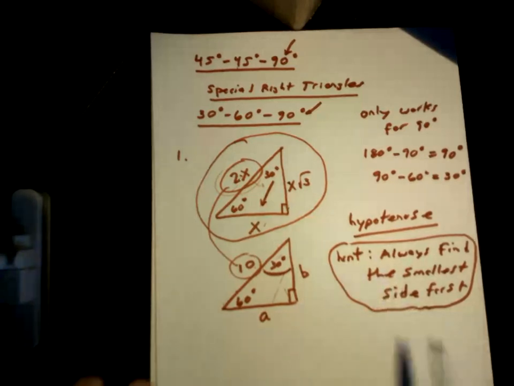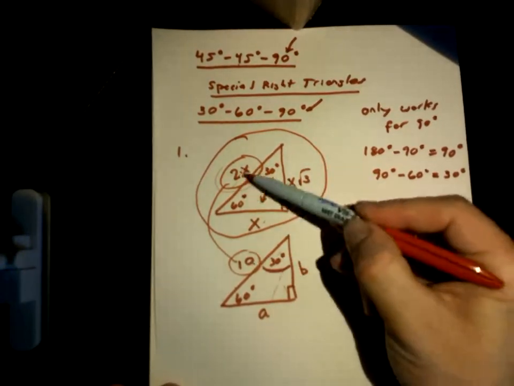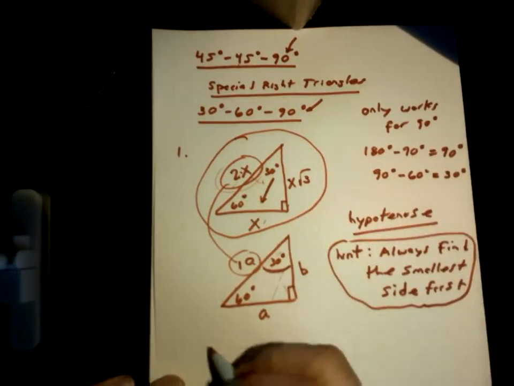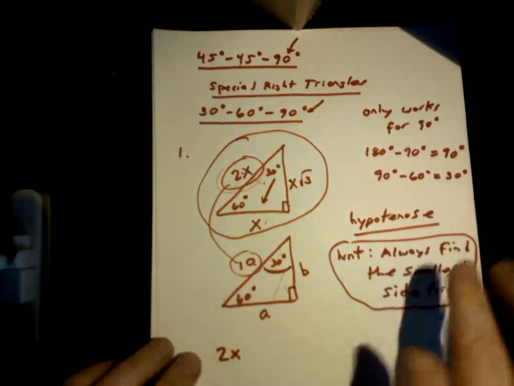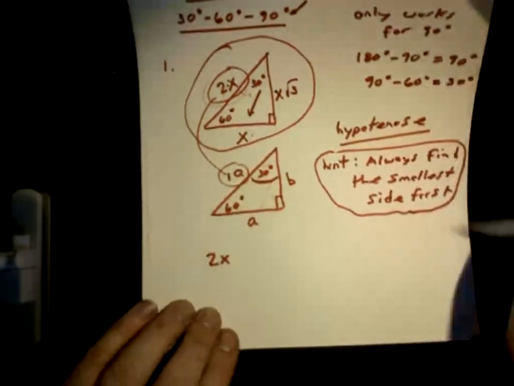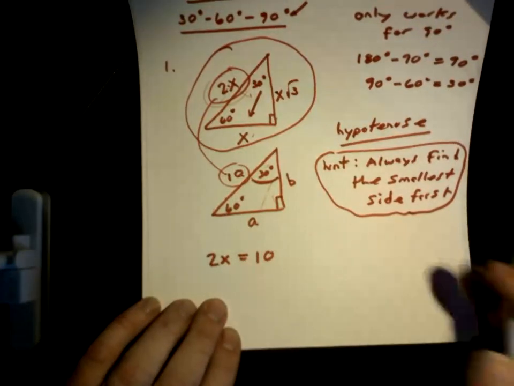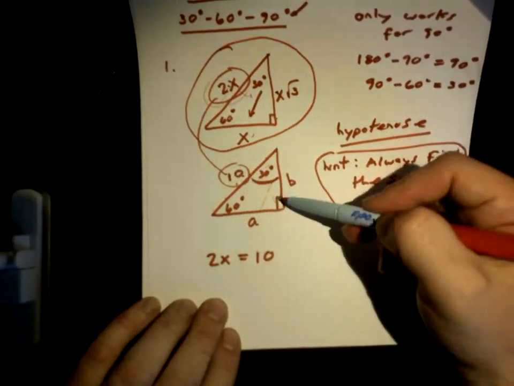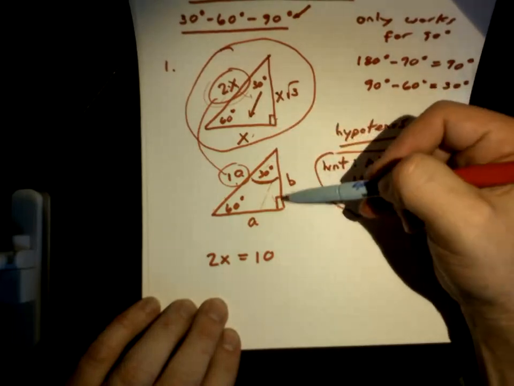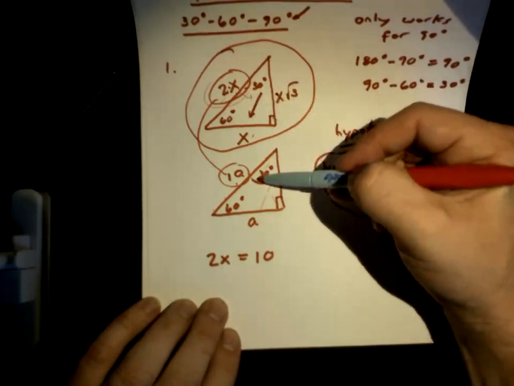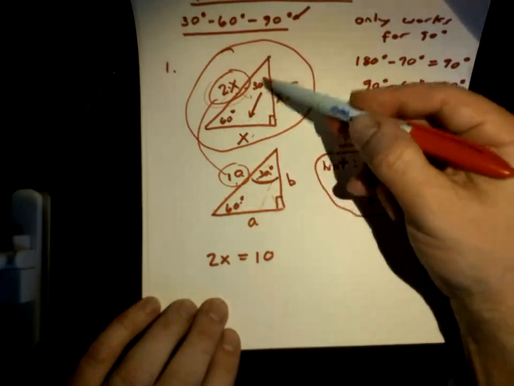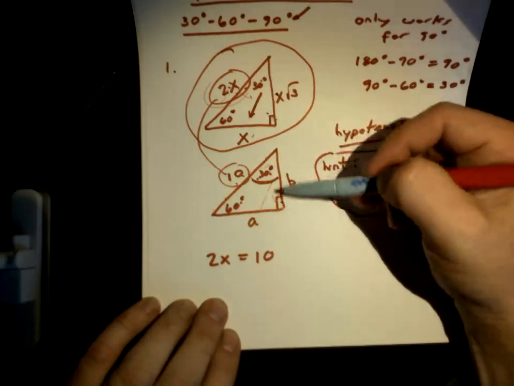So what you're going to do is take these two, which are equal, and go 2x equals 10. You're going to put them together because you know that these are equal sides and these are equal angles.